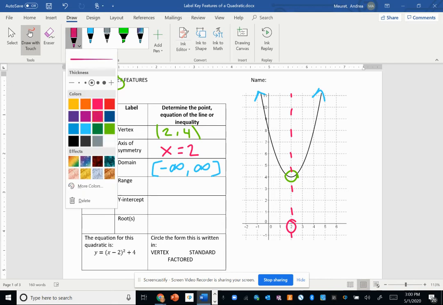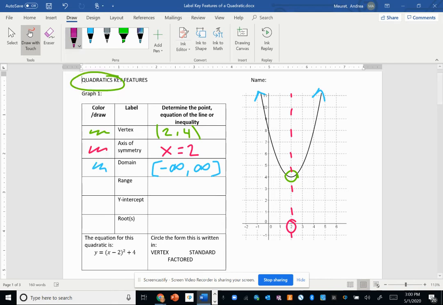The range, I'll use this purple. This is the bottom of the graph where y is equal to 4, and then it goes up to infinity from there. So remember that domain and range, we always go the smallest number to the largest number. So it's 4 to infinity.